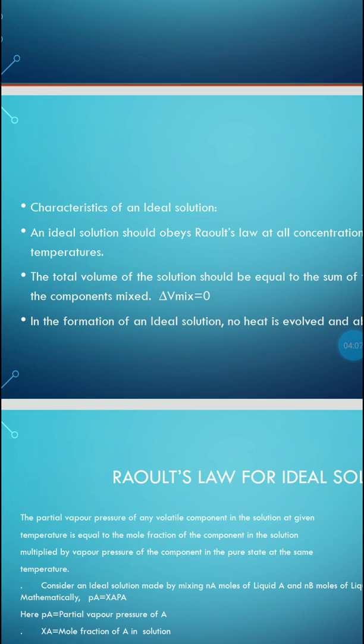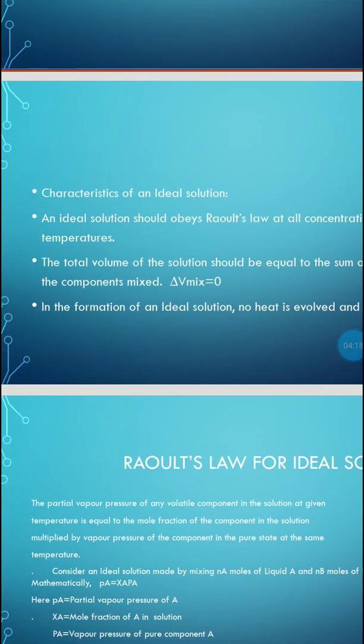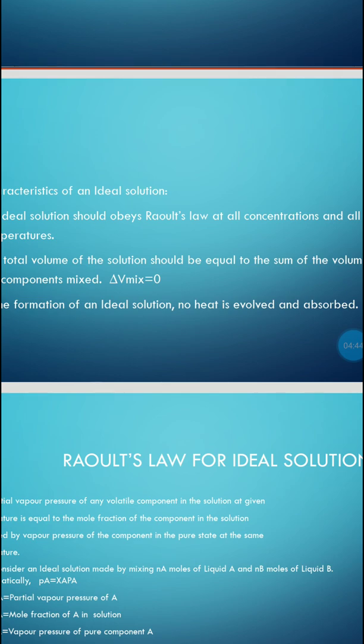And during the formation of an ideal solution, the total volume of a liquid mixture is always equal to the sum of the volumes of the components mixed. Suppose A is a liquid and B is another liquid, and the total volume is V. Then V is equal to the volume of liquid A plus the volume of liquid B. Or otherwise, the change in volume on mixing, delta V mix, is always 0. And during the formation of an ideal solution, no heat is evolved or absorbed. That means the enthalpy value is always 0. Delta H is equal to 0.